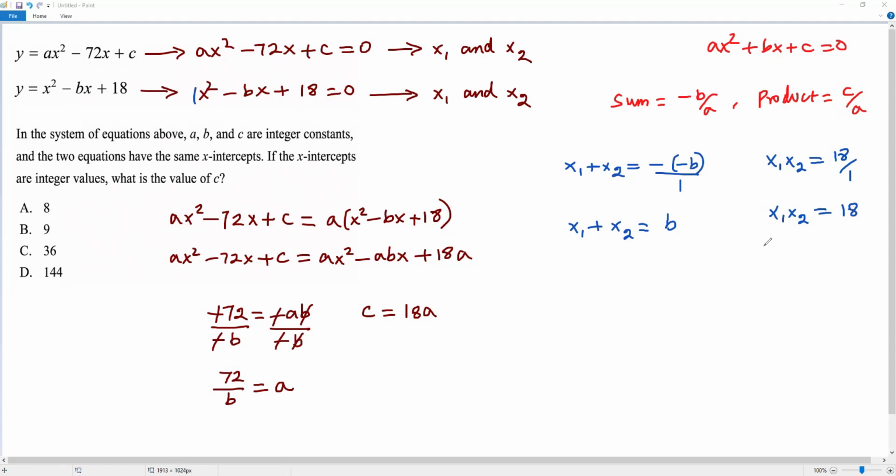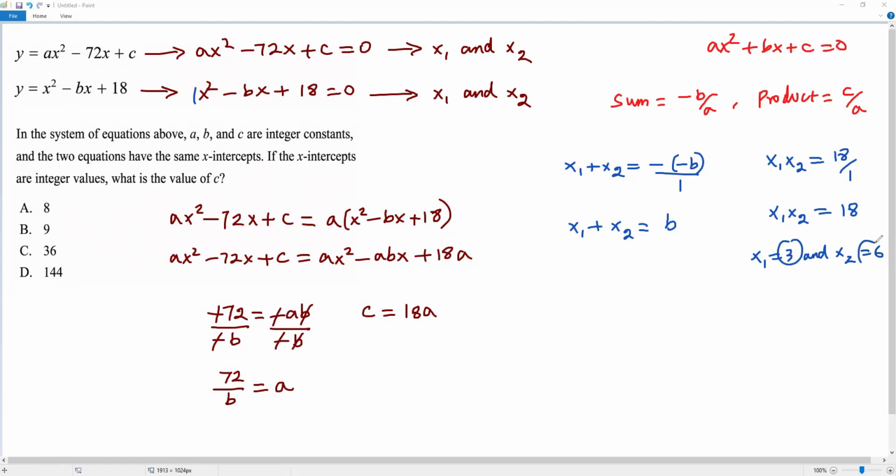Okay, now let's get some values for x1 and x2 so that the product of x1 and x2 is equal to 18. Both x1 and x2 are x-intercepts of the second quadratic function, and the information says the x-intercepts are integer values. So we have to assume only integer values for x1 and x2. Let's take x1 equals 3 and x2 equals 6, because 3 times 6 is equal to 18.